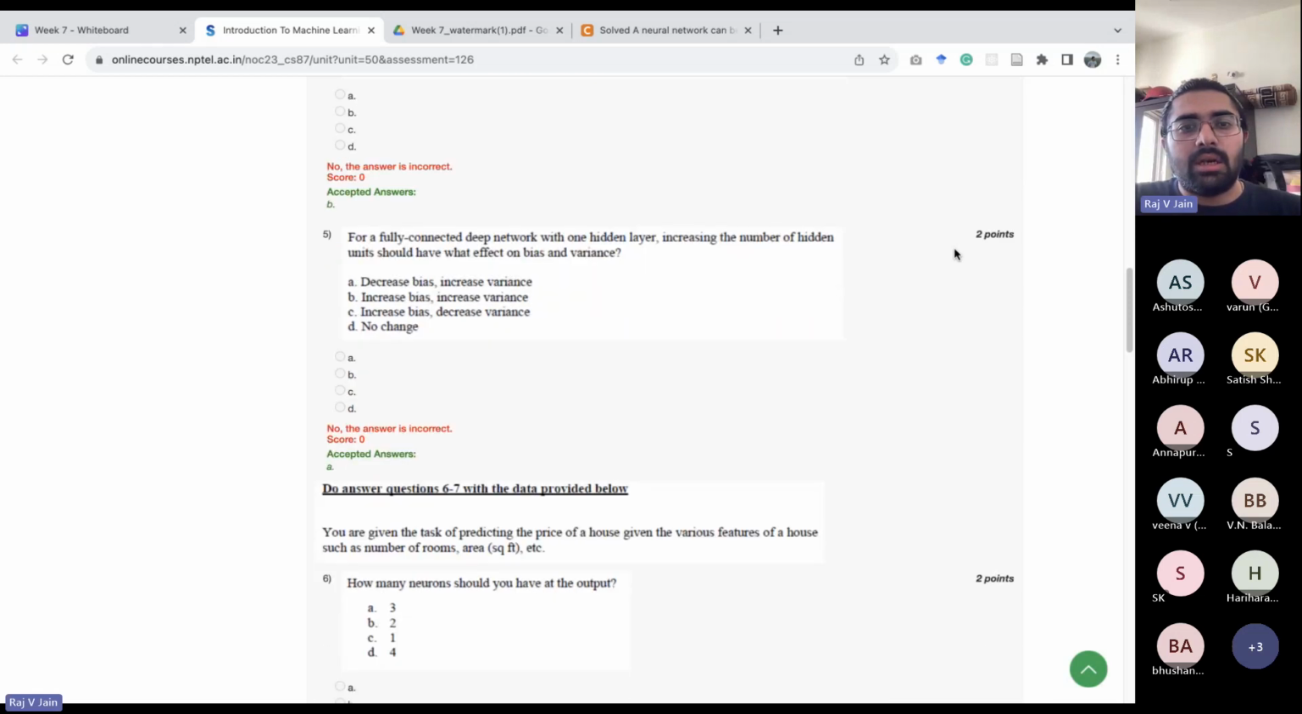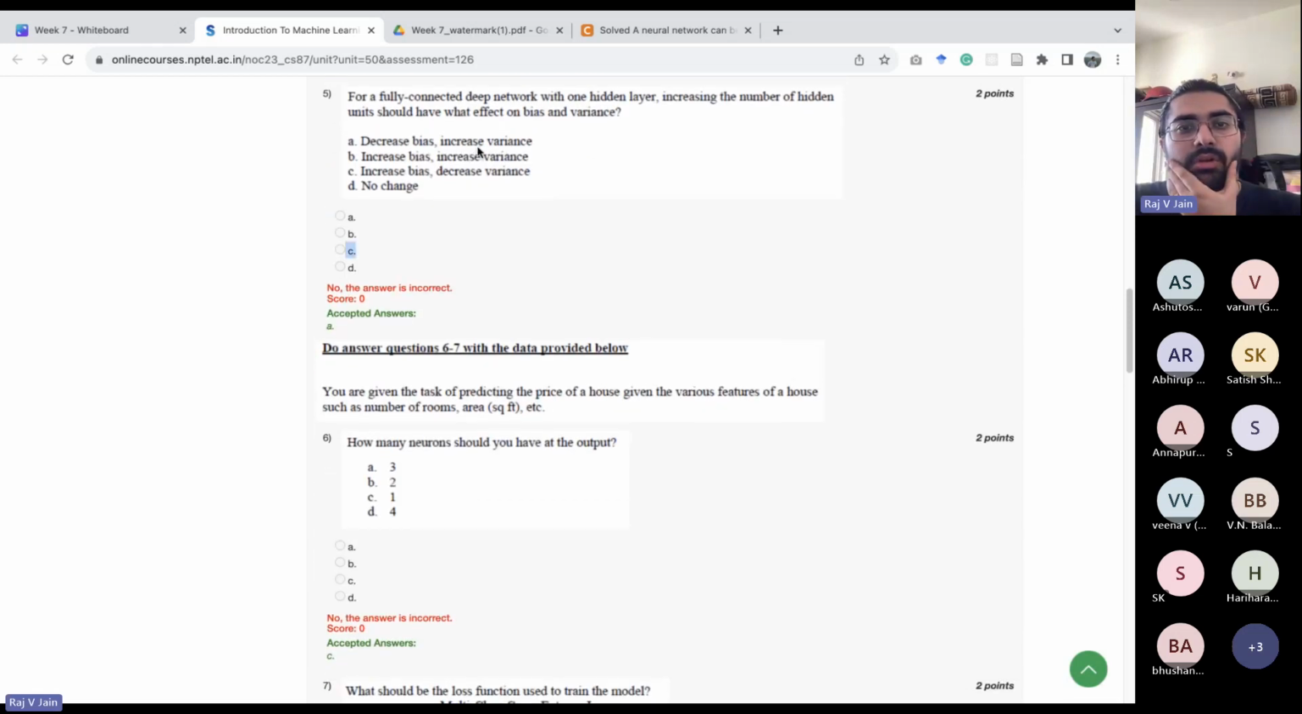All right. Then question number 5. For a fully connected deep network with one hidden layer, increasing the number of hidden units should have what effect on bias and variance? Any thoughts? Decrease bias.